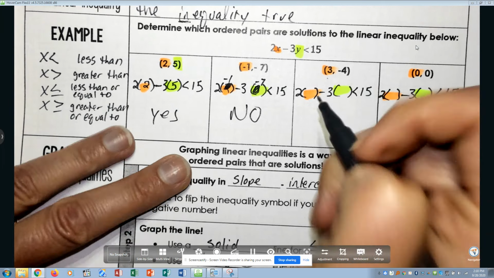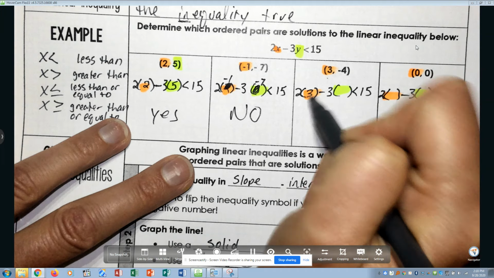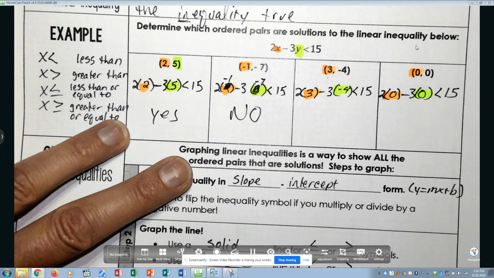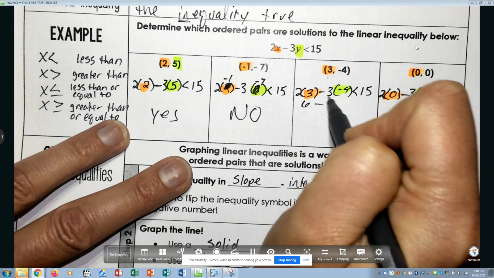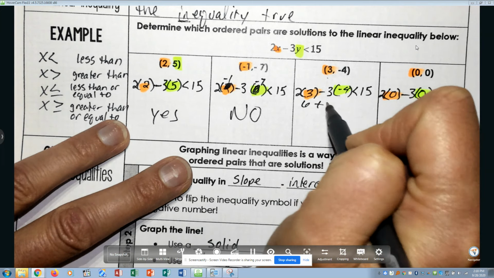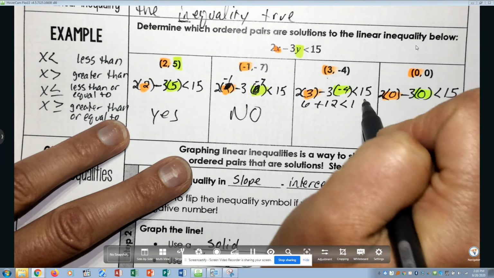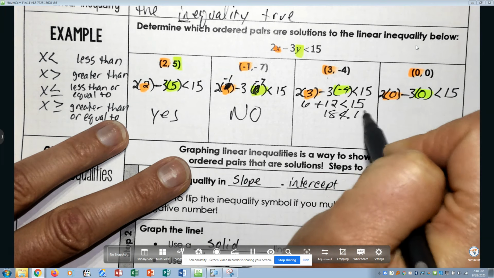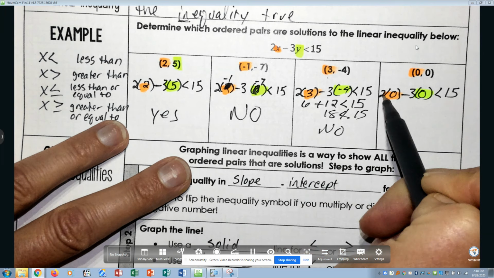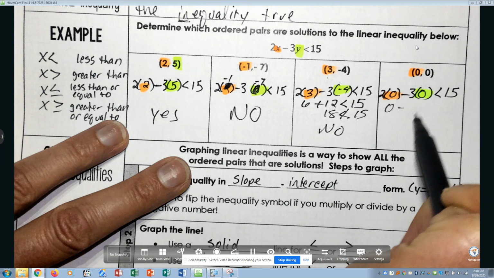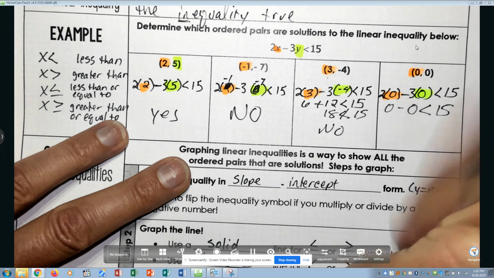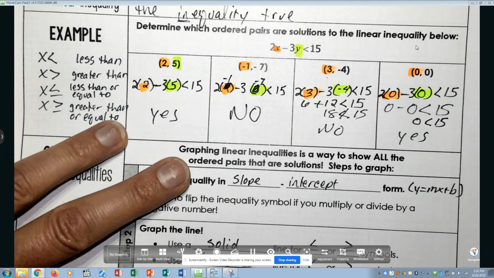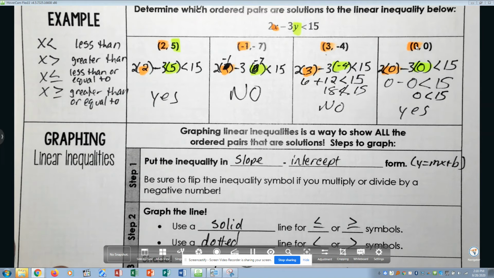Okay. So what you guys are going to do is 3 and negative 4 and 0 and 0. Okay? So 2 times 3 is 6. Negative 3 times negative 4 is 12, so positive 12. Is that less than 15? No. 18 is not less than 15, so no. 2 times 0 is 0, minus 3 times 0 is 0. Is that less than 15? Is 0 less than 15? Yes. Okay? So how do you graph a linear inequality?